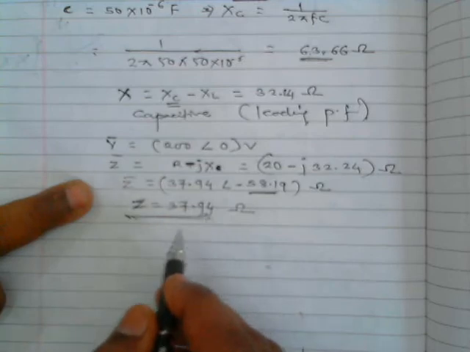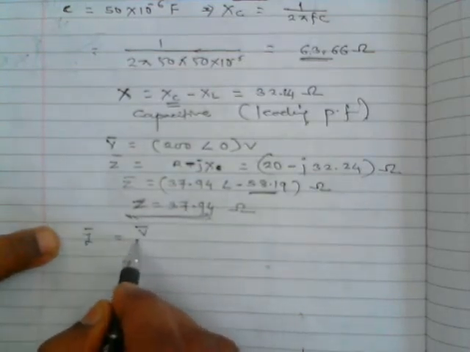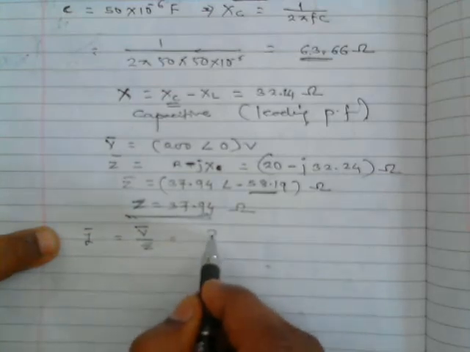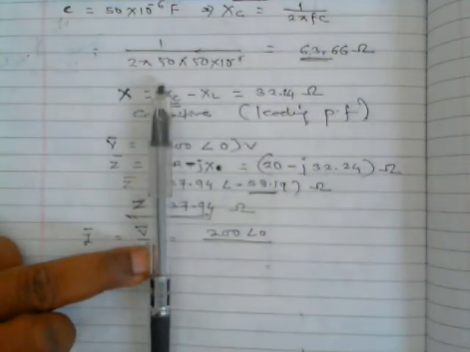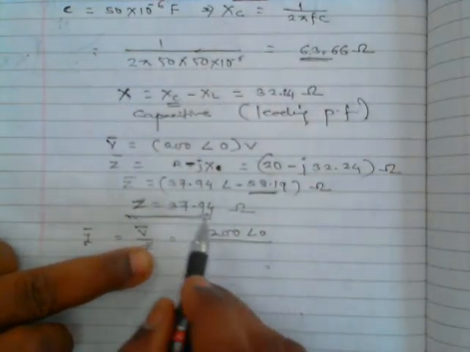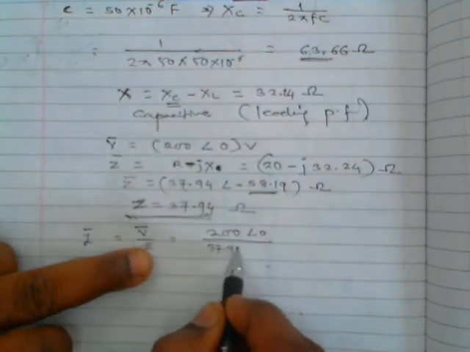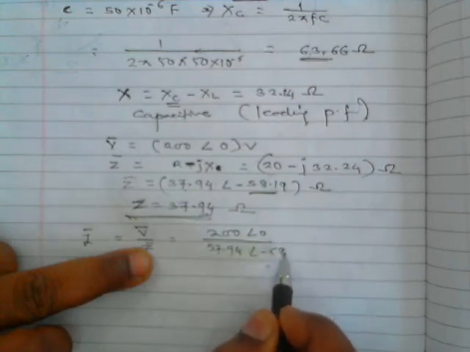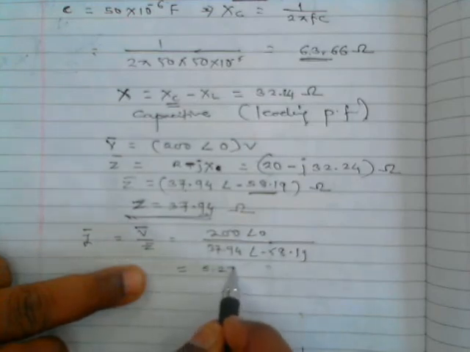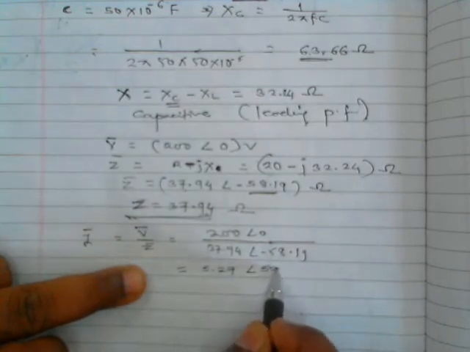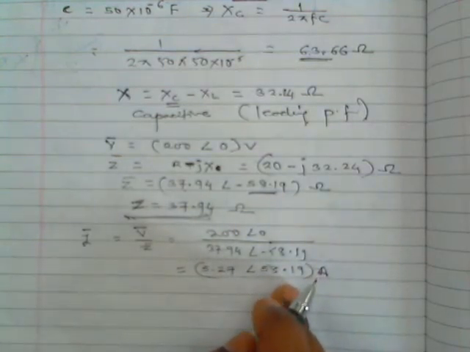Circuit current. How to get circuit current? I can write I bar equal to V bar by Z bar. Voltage is given as 200 at an angle 0. Impedance is 37.94 at an angle minus 58.19. So total current is 5.27 at an angle 58.19 ampere. Okay, this is circuit current.